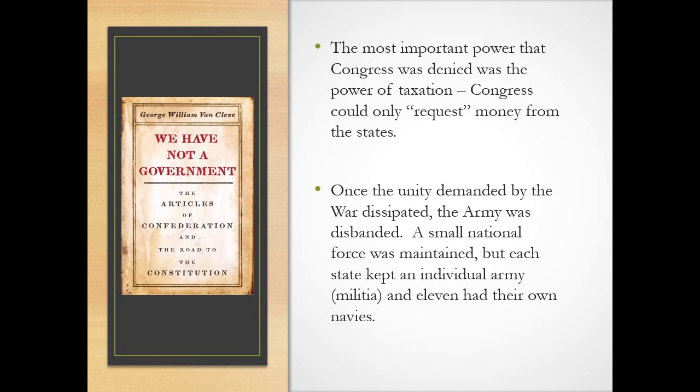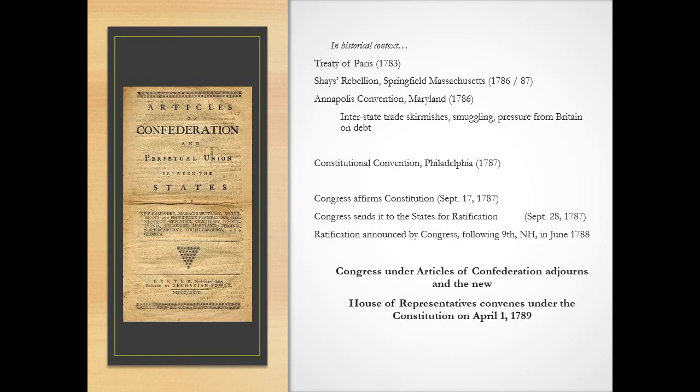So if we put the articles in historical context, it'll allow us an opportunity to see what happened to them and why they had to go, and what caused the founding generation, what compelled them to recraft a new system, the Constitution that we have today. You ready? All right.